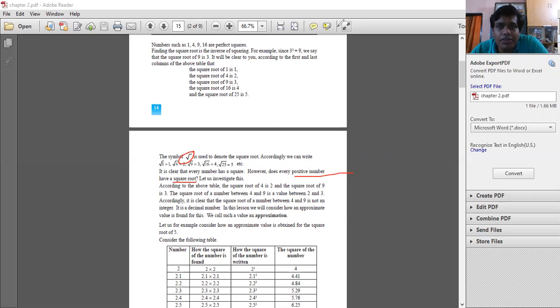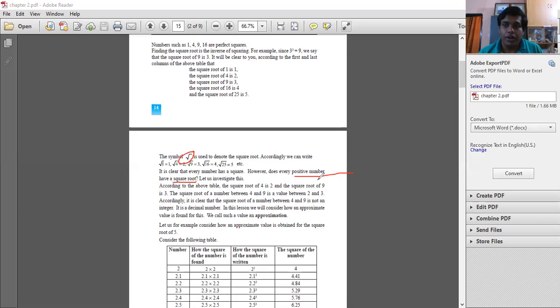According to the above table, the square root of 4 is 2 and the square root of 9 is 3. The square root of a number between 4 and 9 is a value between 2 and 3. Now, what are they saying? The square root of a number between 4 and 9 is a value between 2 and 3. How come? It is very true.